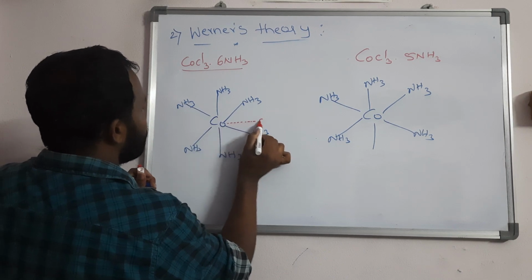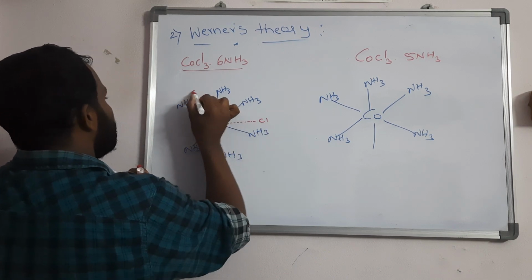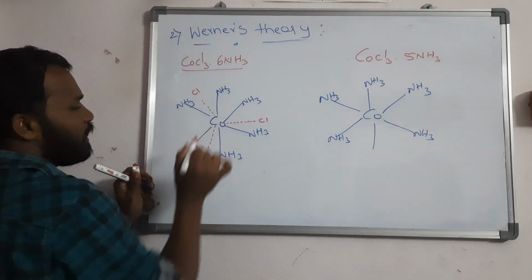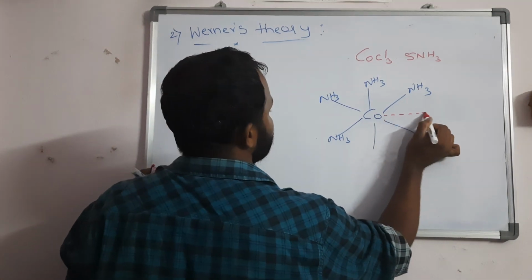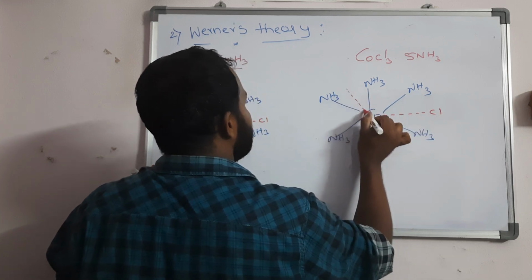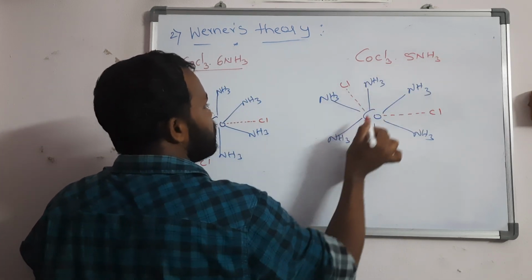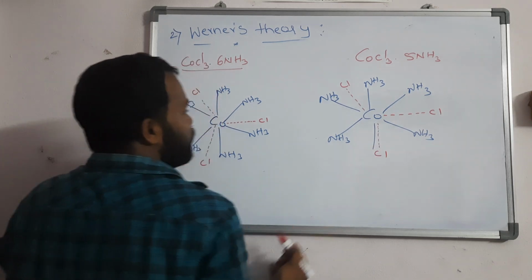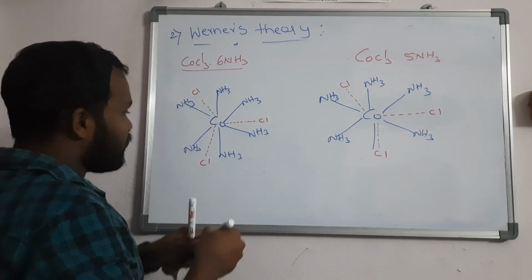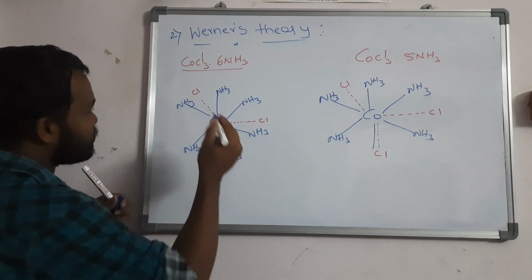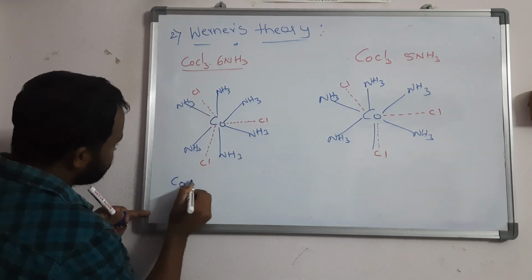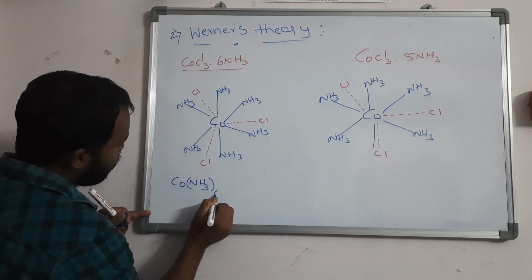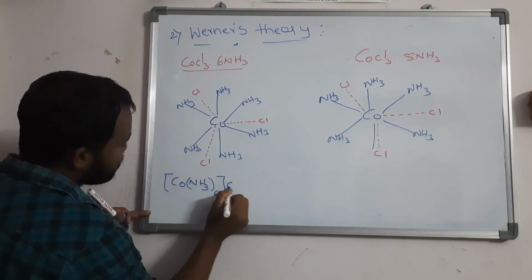Primary valency is chloride, like this; you can approach from any way. So this is the primary valency. With the same structure, if you take Cl, but one NH3 is not there, that is also satisfied by the chloride. Right. Now I will take this structure: cobalt hexamine, Co(NH3)6, Cl3.